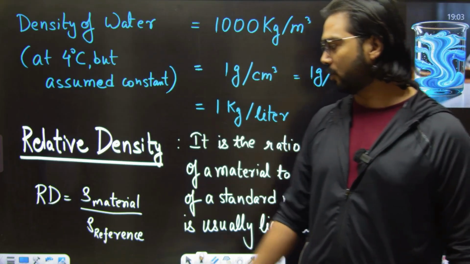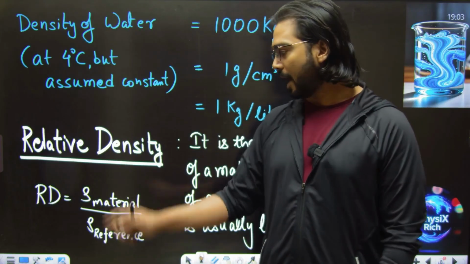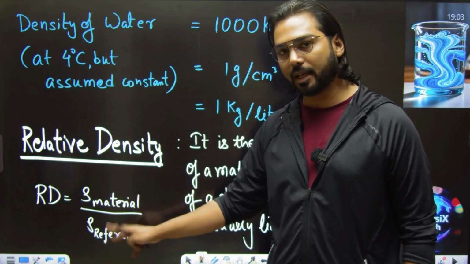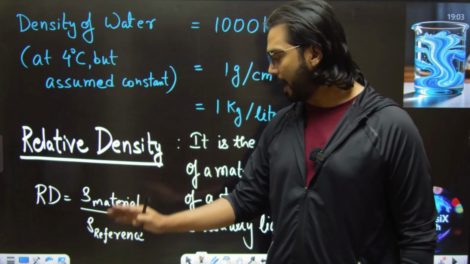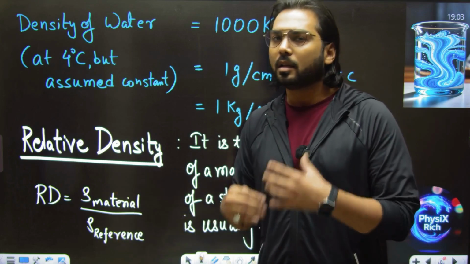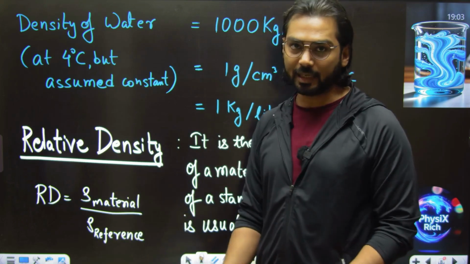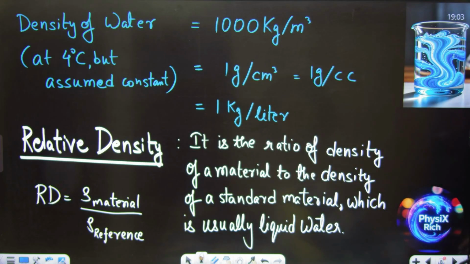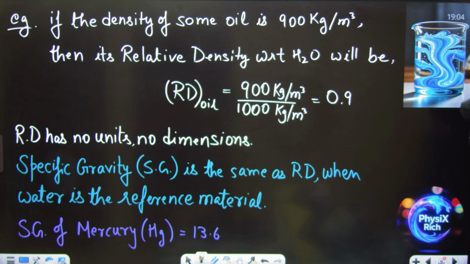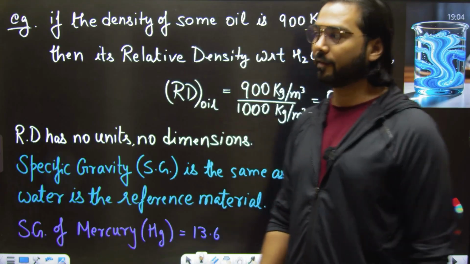How do you define that? You take the density of the material and divide it by the density of the reference material. As you can see, this is a ratio. And because the numerator and the denominator have similar physical quantities, this is a dimensionless ratio. So RD does not have any dimensions and it also does not have any units. It neither has dimensions nor units.